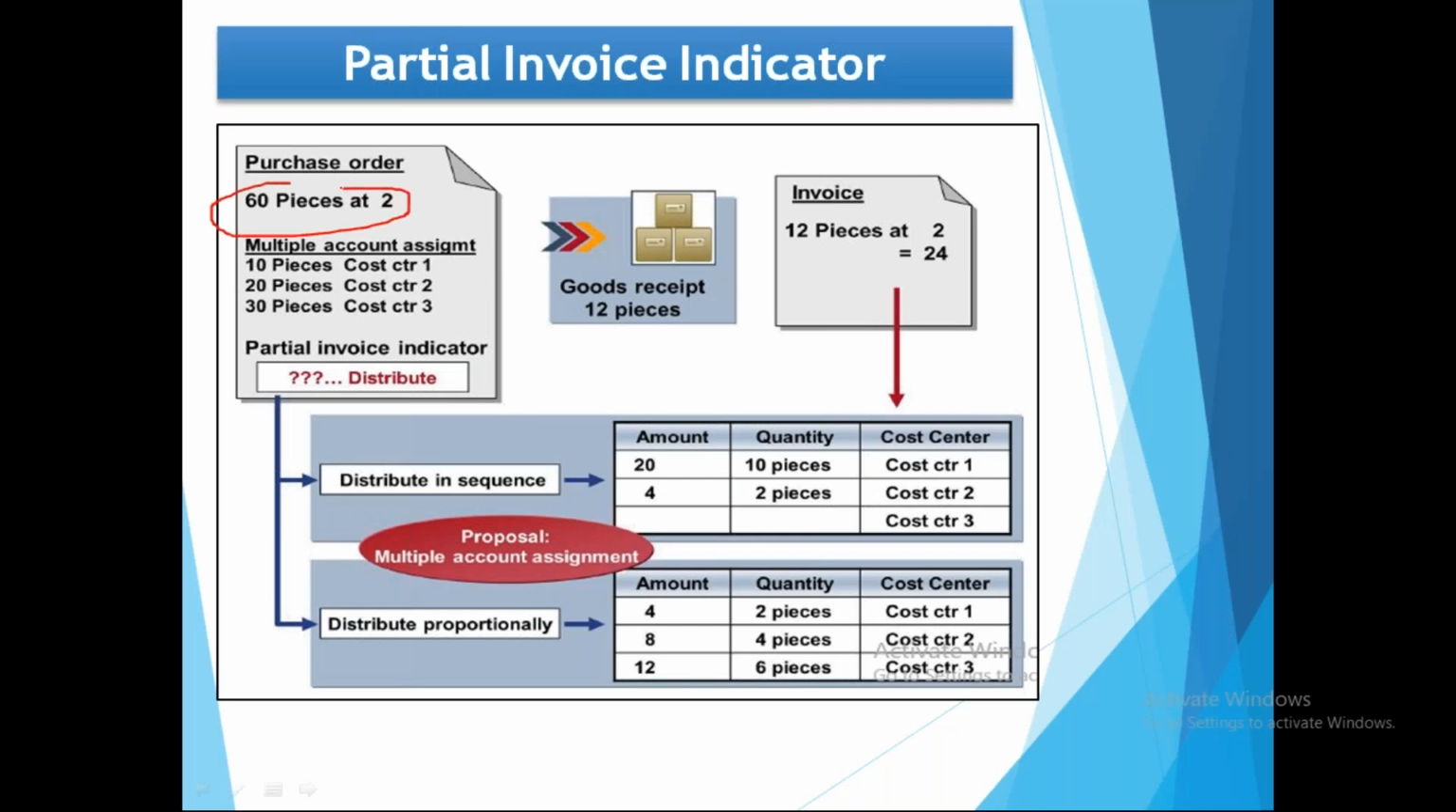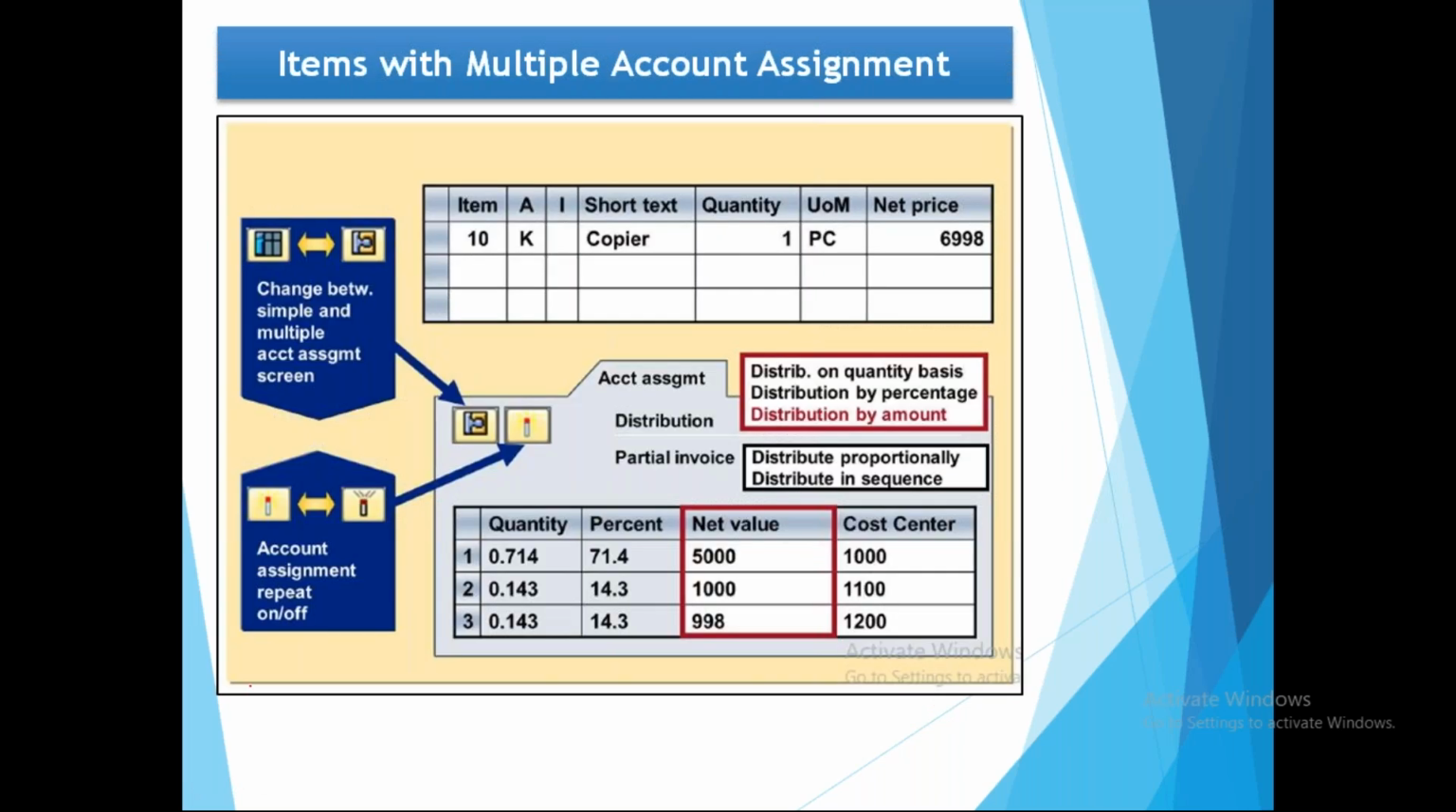You have the purchase order, you have the cost center for different quantities. Now you make the GR, but while doing the invoice verification, you can change it. You can change as per your requirement. Okay, so that is the invoice verification with multiple account assignment.